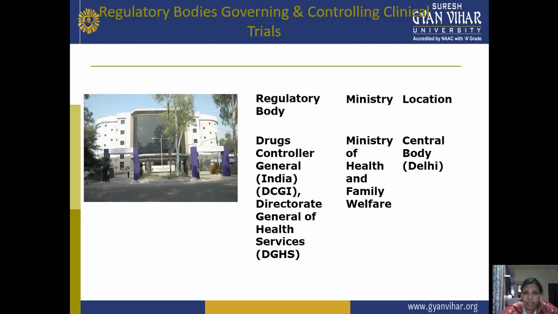Now, regulatory bodies governing and controlling clinical trials. So which is the regulatory body which governs all the clinical trials in India?